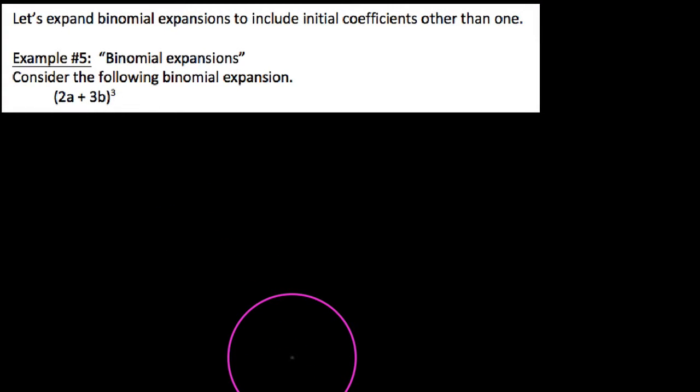In this video, we are going to run through an example of how we can use our binomial theorem in order to evaluate a binomial expansion that typically would be tedious to do the long way, so we're going to use patterns in order to evaluate this. So let's expand the binomial expansions to include initial coefficients other than 1 in this video.